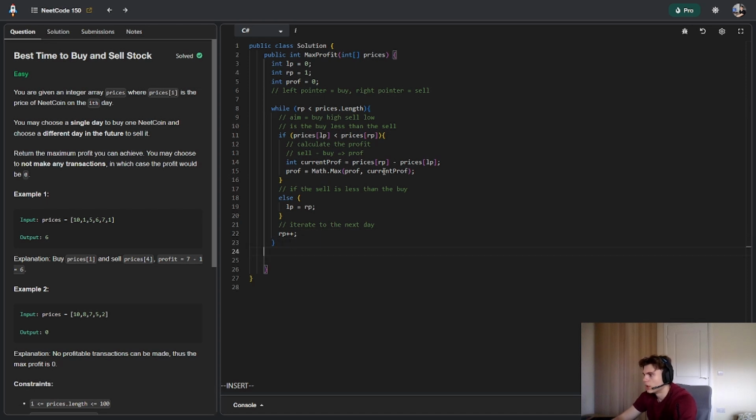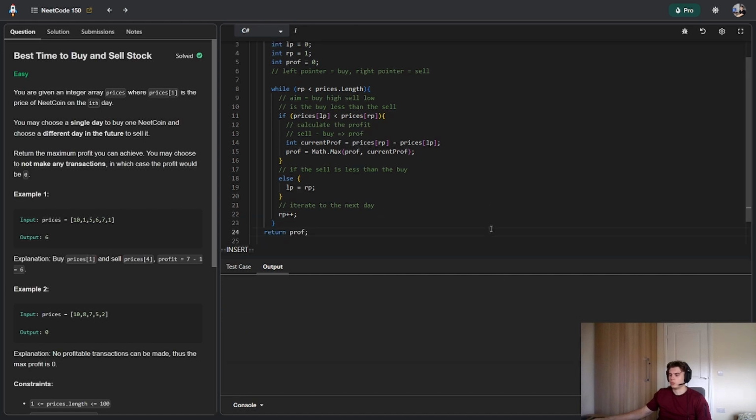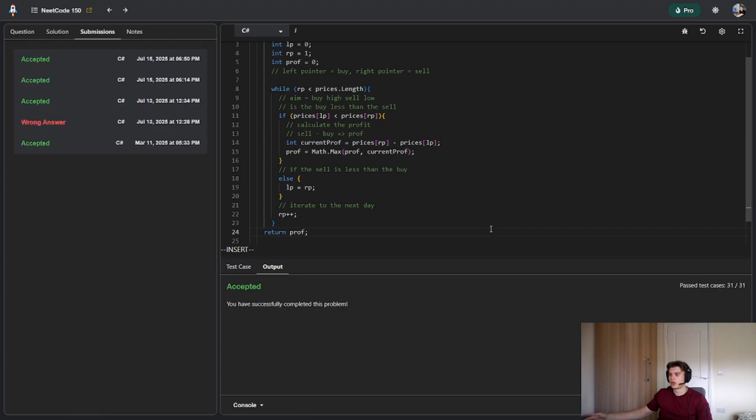And at the end, the only thing we really care about is our profit being returned. So you can see we passed the 2 test cases. And will we pass this test case? Pass the test case.